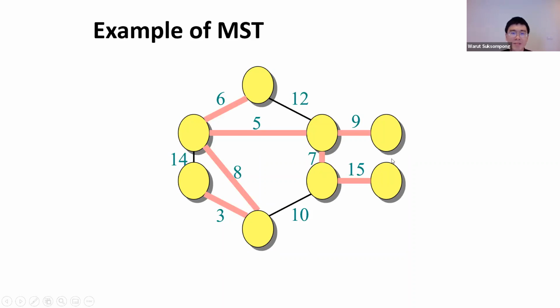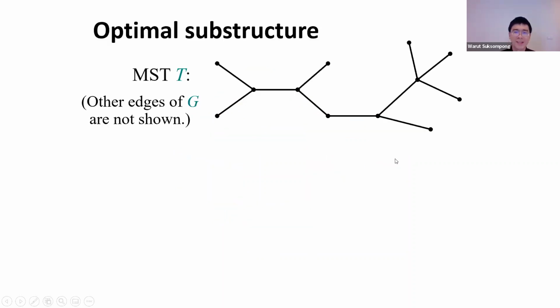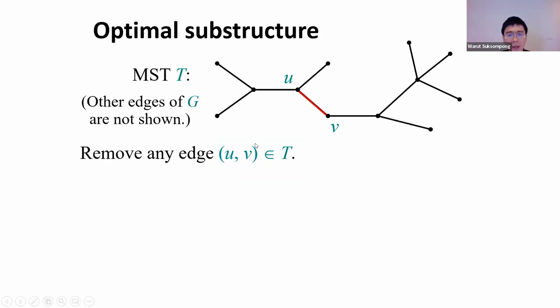Okay, so what's the optimal substructure here? Suppose you have a minimum spanning tree. Suppose this is the minimum spanning tree, and there are other edges in this graph, but we're not showing them. This is just the minimum spanning tree. And suppose you remove any edge. You see the pattern of optimal substructure: you look at an optimal solution and you remove something. You remove any edge.